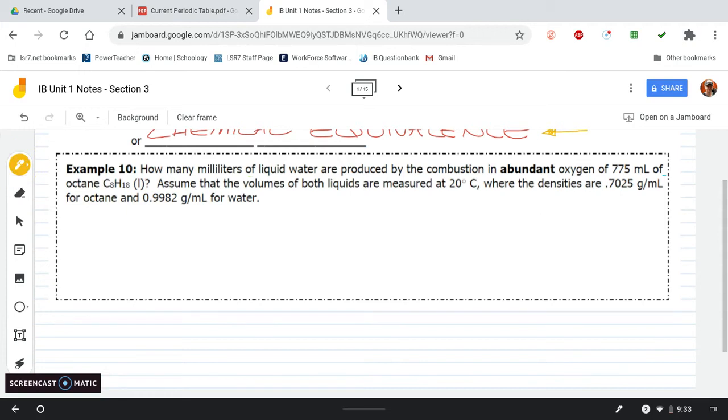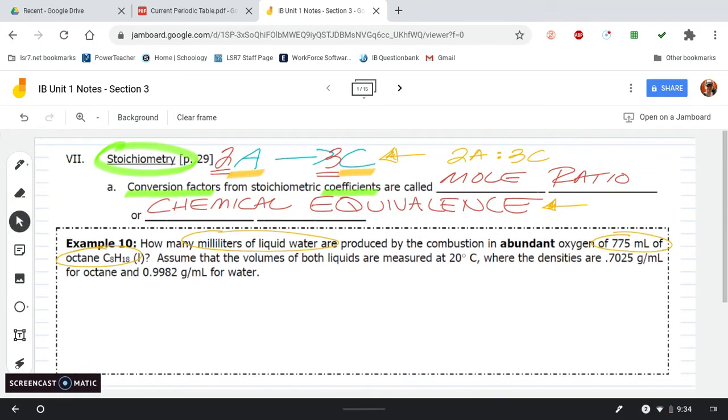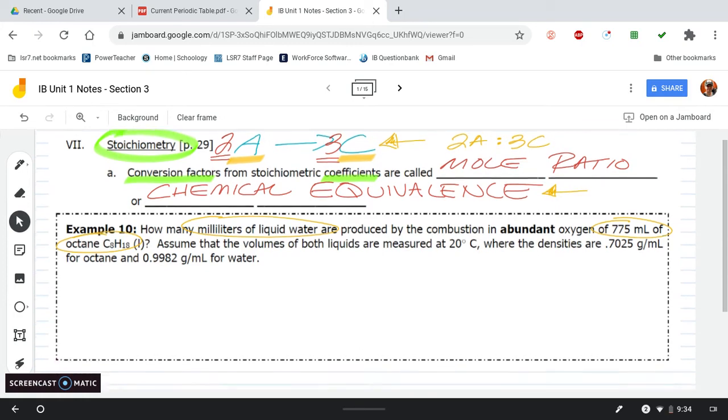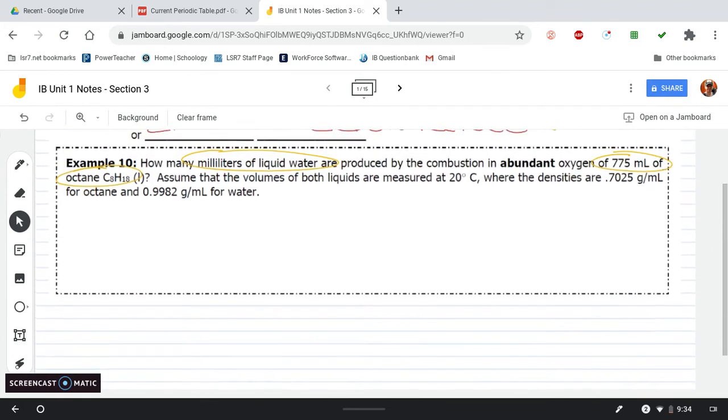And so the first thing we're going to do when you have a problem like this is identify something right away. It's asking for milliliters of water, and it's giving us milliliters of octane. So right away, I know that this is stoichiometry because I am going from chemical A to chemical B.